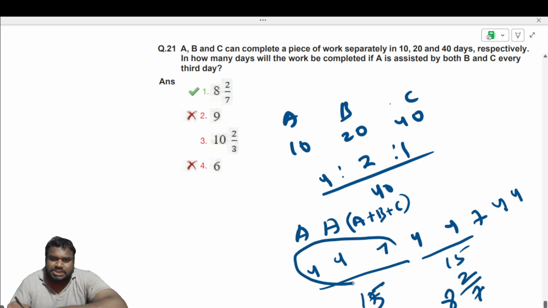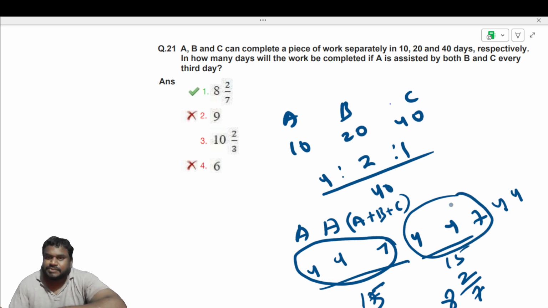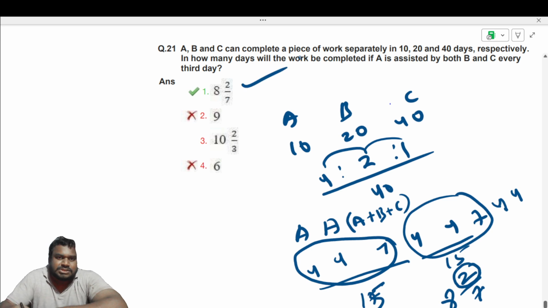So this is one set of 3 days, this is one set of 3 days. So till here, 6 days. For 6 days 30 parts are completed. And 7th day 34 and 8th day 38. And the remaining is 2 parts of work divided by 7. Why 7? The efficiency of all of them. So 8 and 2 by 7 is the answer. Like this we have to calculate this.